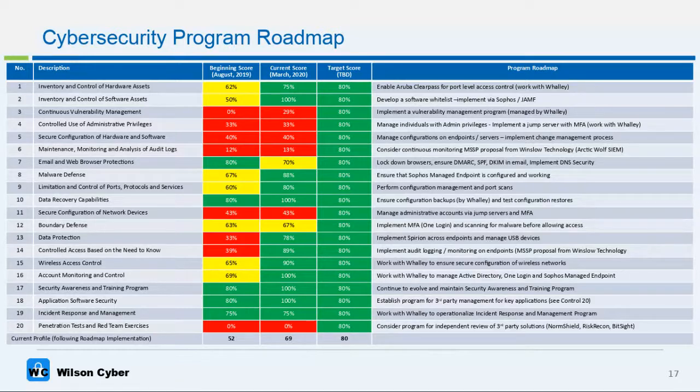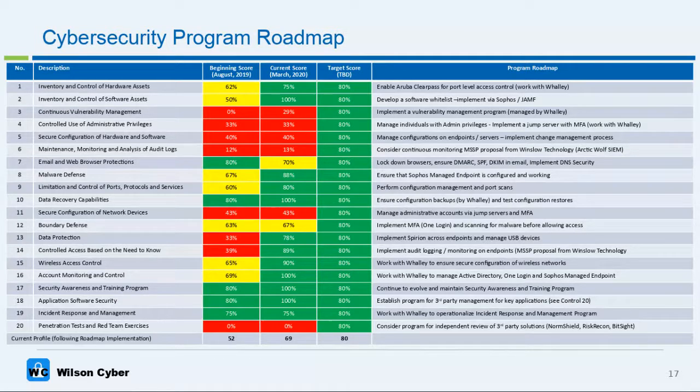Ensure configuration backups by Wally and test the configuration restores, because now they're going to migrate from managing their own backups to having Wally, their third-party provider, manage backups. Secure configuration of network devices is control number 11. They're currently at a 43. They need to get to an 80. Manage administrative accounts via jump servers and MFA. Boundary defense, they're currently at a 67. They need to get to an 80. Manage MFA through one login and scanning for malware before allowing access.